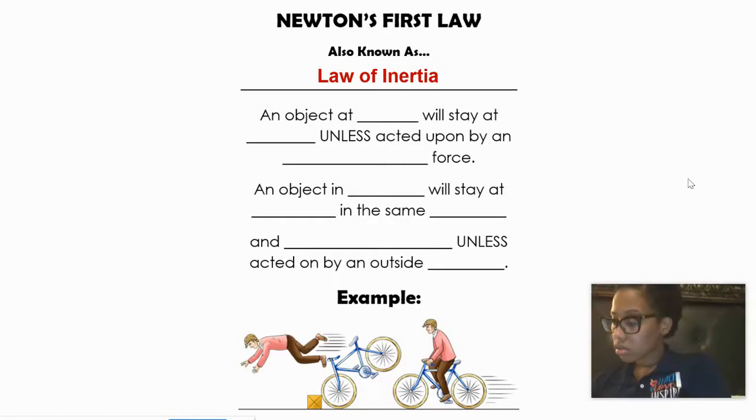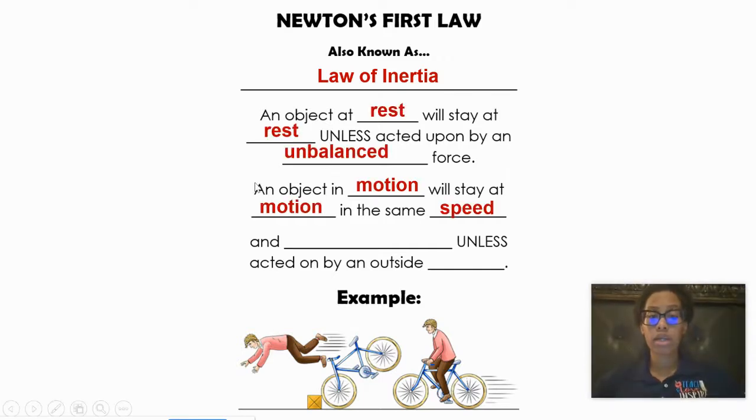All right. An object in motion will stay in motion in the same speed and direction unless acted on by an outside force. And here's our example. The guy's riding his bike. He's riding just fine. He hits something. He goes flying and so does the bike. But he accelerates faster than the bike, further than the bike, because he wants to keep moving. Nothing has stopped him yet. It's only stopped the bike. Okay, so let me fill that back in. Sorry, guys.